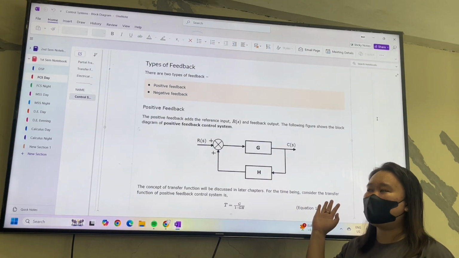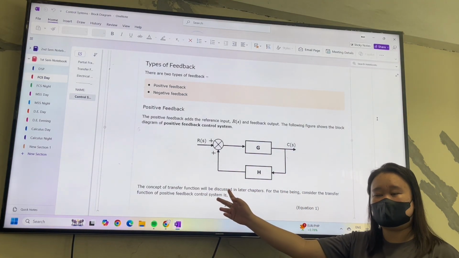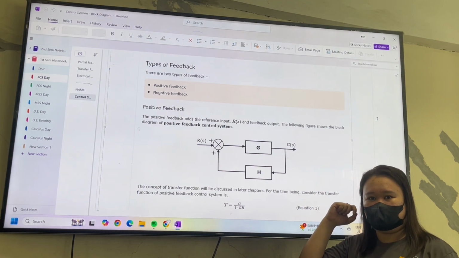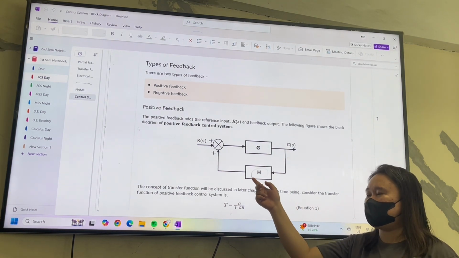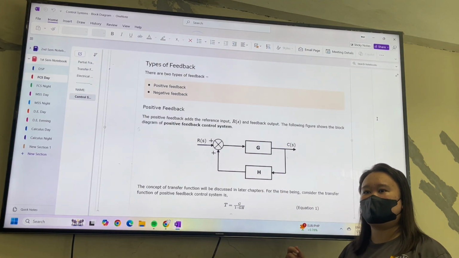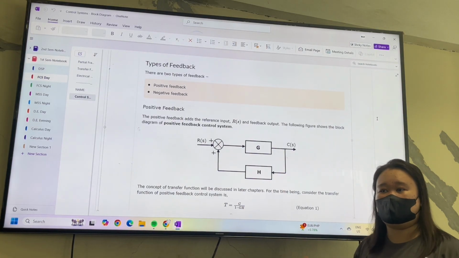Okay? But in here, in our discussion, this is also called the transfer function G. Okay? And there is a feedback H, which they call the feedback in terms of a transfer function.